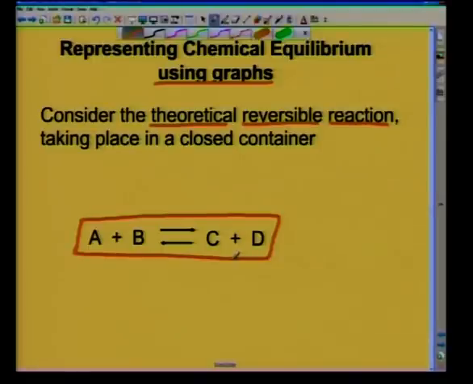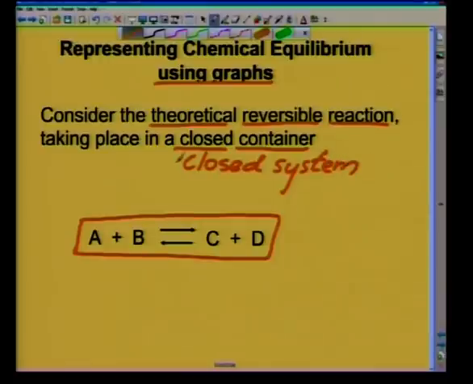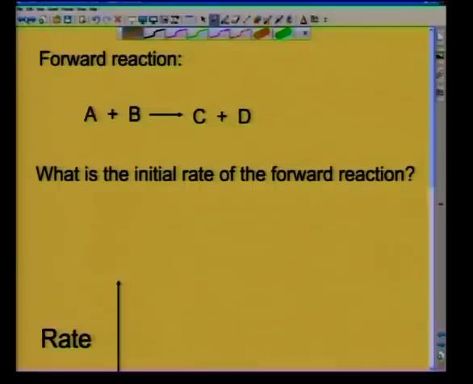Okay, now let's say these are in a closed container. So once we have a closed container, it means we have what I referred to earlier on as a closed system. Okay, so we've got a system here that is closed. Nothing can go in, nothing can come out, so the system is closed. And in that situation, we can have a state of equilibrium because the system is closed.